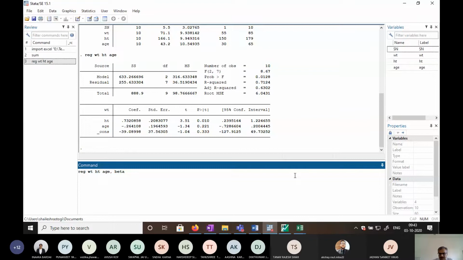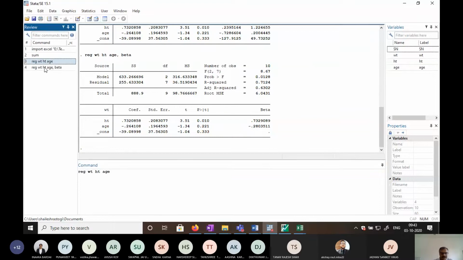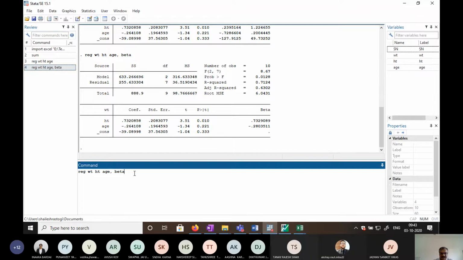No difference. We will just write an additional thing. I repeat myself, this is the command which we are writing. I have just added comma beta in the previous command. The previous command was regression, weight, height and age, the dependent variable followed by independent variables. What I am saying, the new thing, is put a comma and write beta.